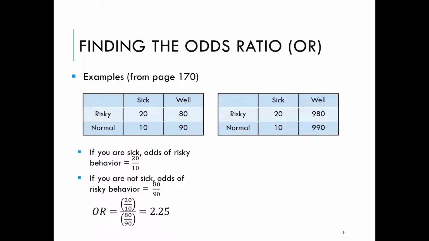To calculate the odds ratio, we do 20 over 10 divided by 80 over 90, which gives us a value of 2.25. In the second table, we have the same categories and the same values for sick, but we now have greater values for well. This means this is a greater sampling of the population. In this example, calculating the odds ratio would give us 20 over 10 over 980 over 990. This gives an odds ratio value of 2.0.